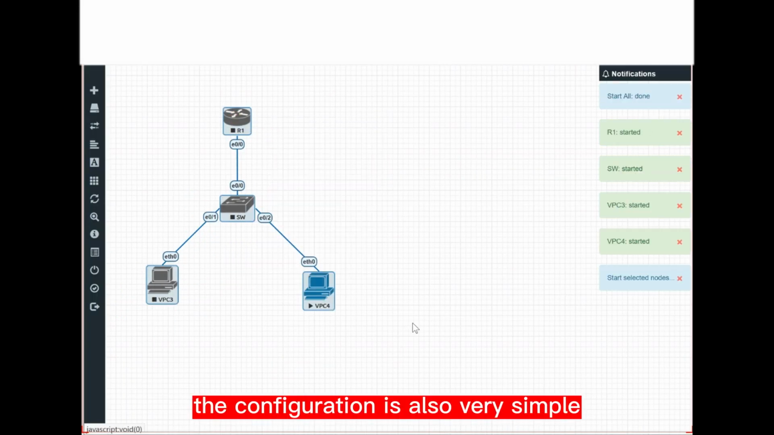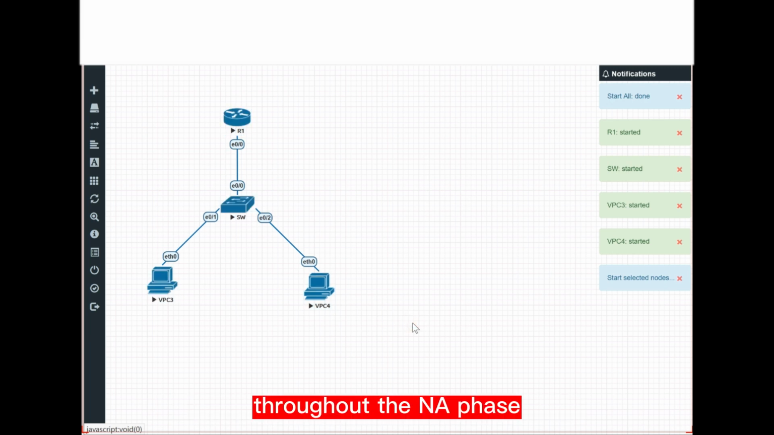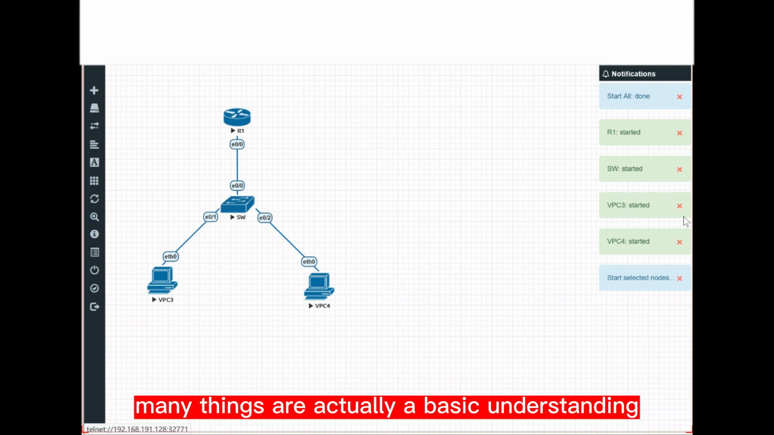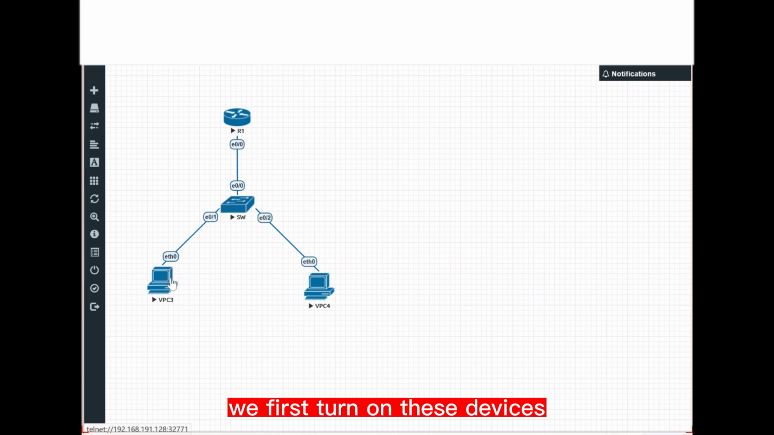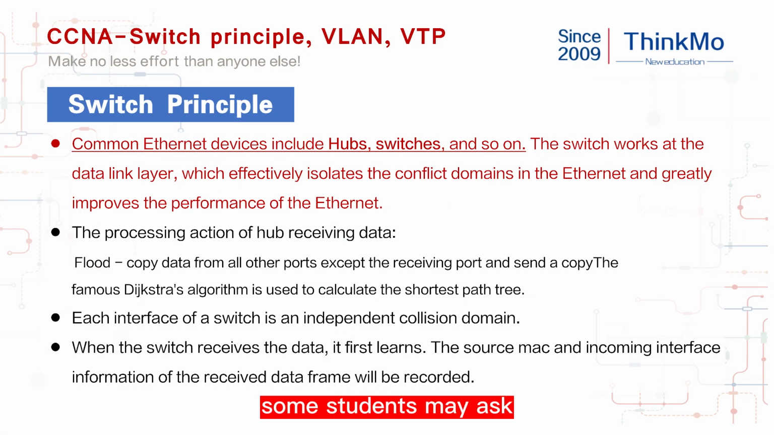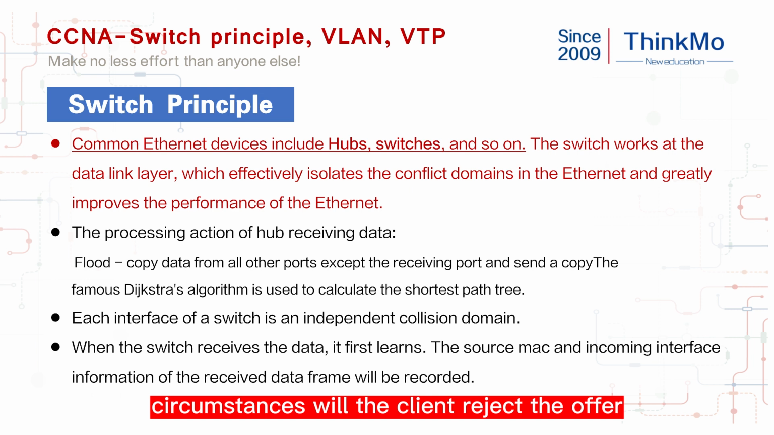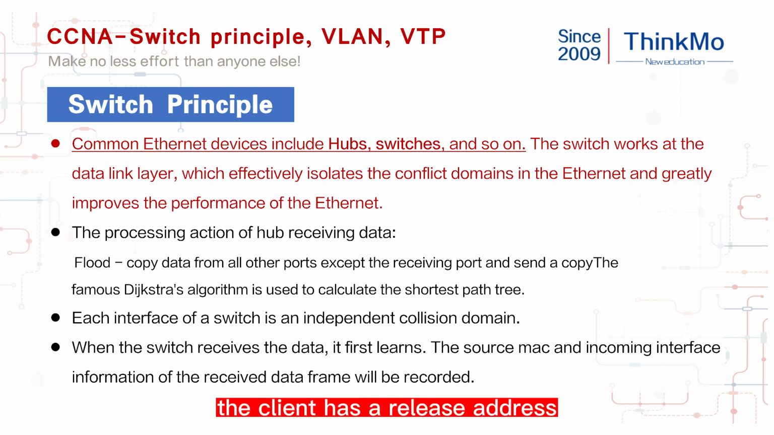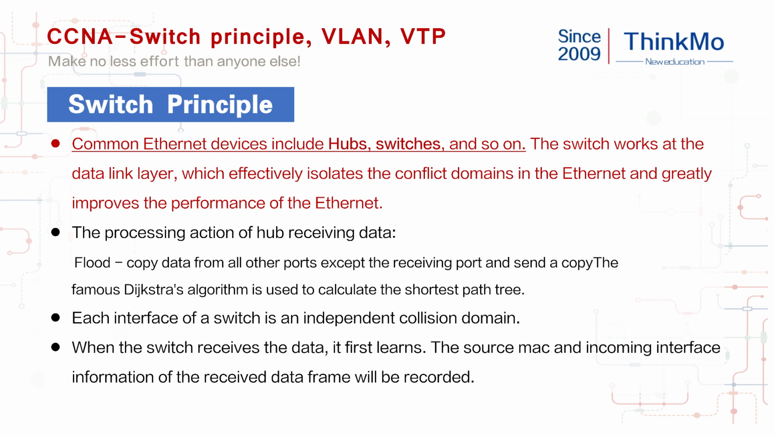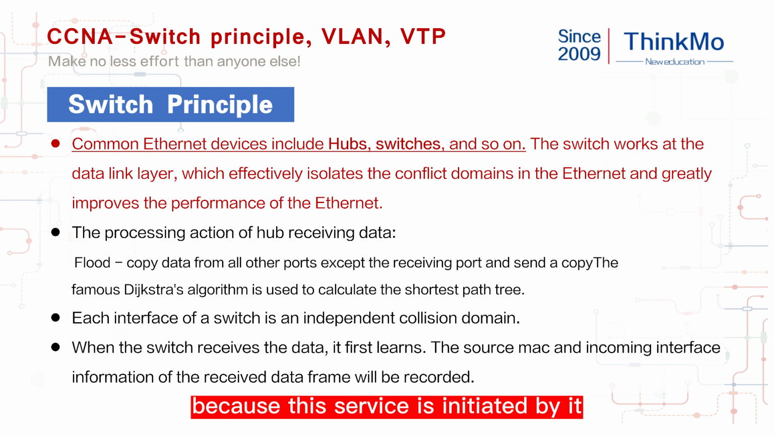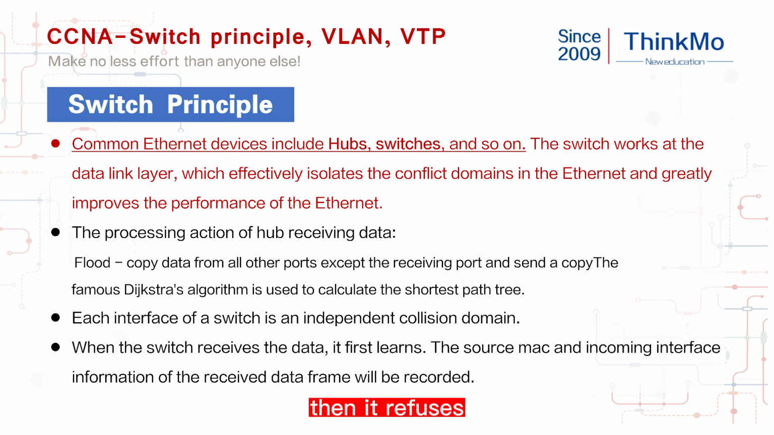The configuration is also very simple. Throughout the NA phase, many things are actually a basic understanding, so it's not hard to configure something. We first turn on these devices. Some students may ask, under what circumstances will the client reject the offer? The client has a release address. You can release it manually, but it won't refuse, because this service is initiated by it. Suppose it now initiates a message wanting an address, and the device gives it an address. Then it refuses? This situation does not exist.